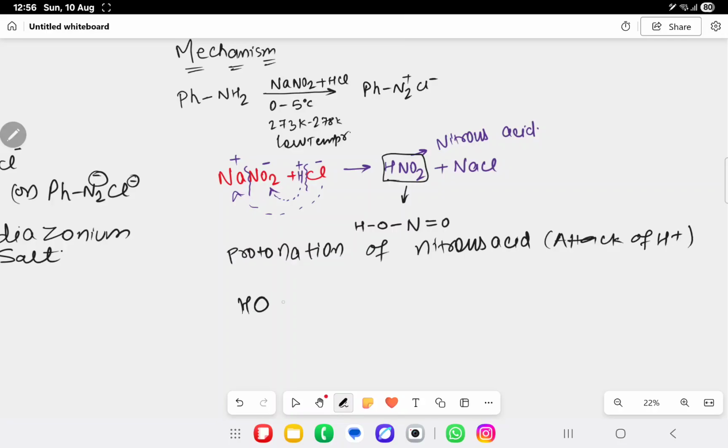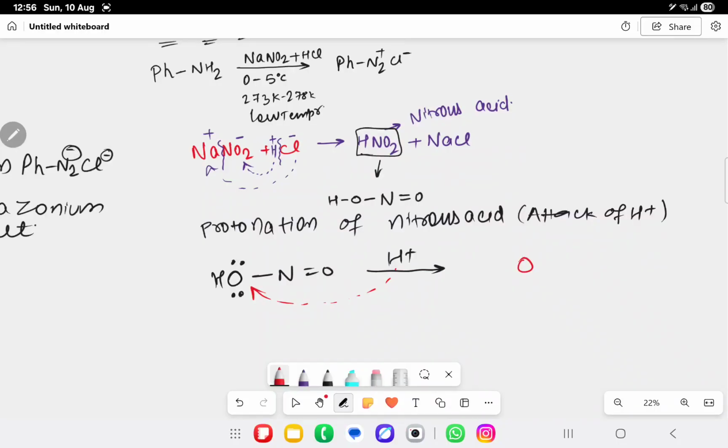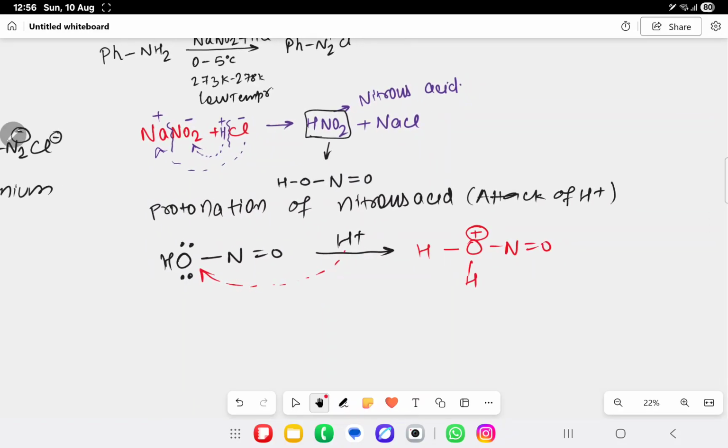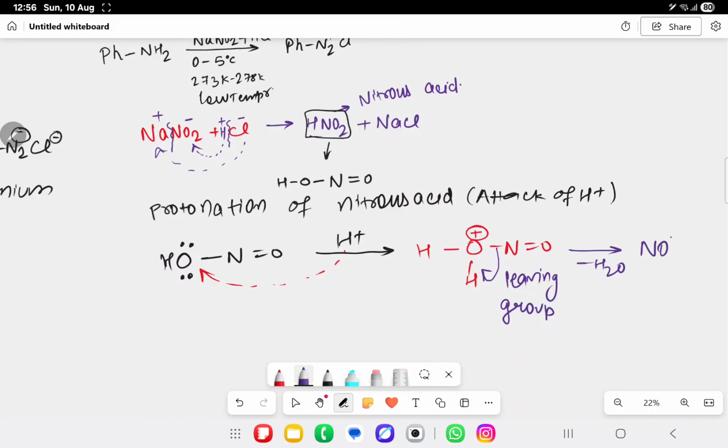We will have OH and double bond O, which has a lone pair. Now if H plus attacks, where will it attack? It will attack on the lone pair of electrons, so it becomes OH and double bond O. As hydrogen has attacked the lone pair of oxygen, oxygen will become positive. Now we know that water is a very good leaving group. So water will be removed, H2O will go, and we will have NO with 1 plus.